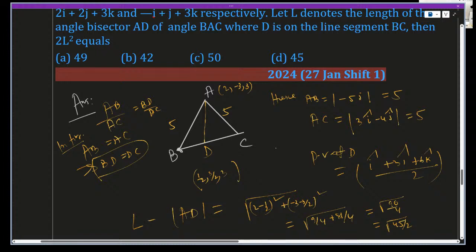And this distance they have given as L. So 2L square is going to be this. Good. I got the answer to this question also. 2L square, that is 45. So, will you say that this is a very difficult class 12 sum? I will not say that. It is mainly a class 11 concept.